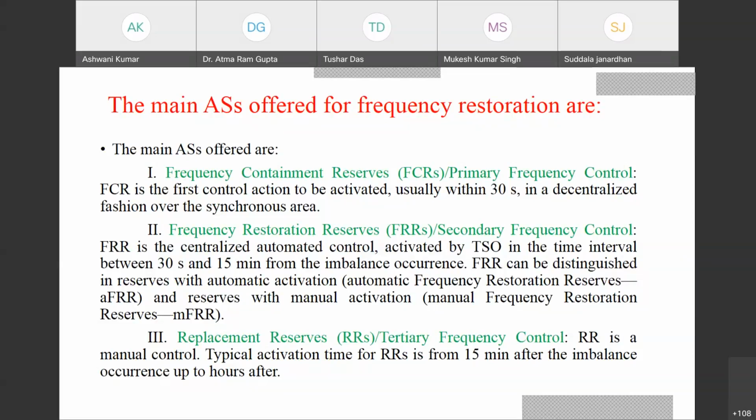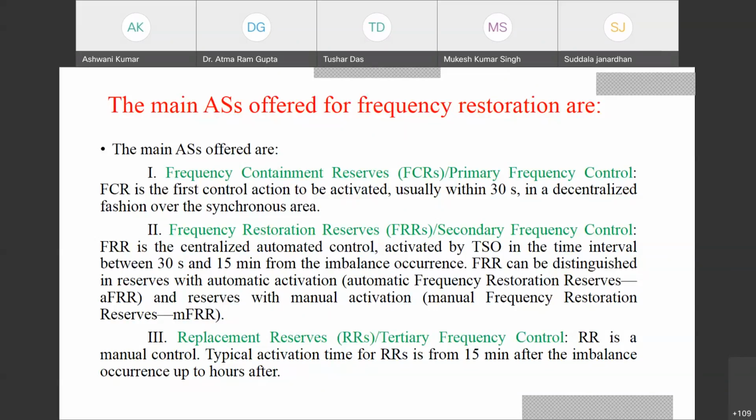We have reserve available with us. They need to be put in the system within an interval of 30 seconds to 50 minutes. So we must have very fast restoration reserves available with us to control frequency, called FRR.